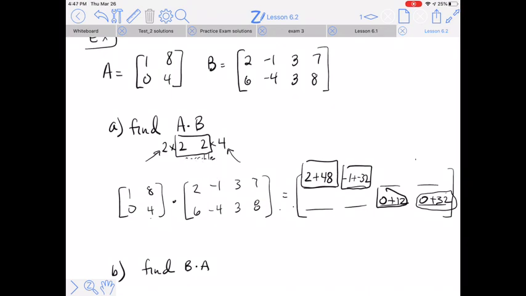Okay, let's skip over to here now. This is row 1 and column 4. So I need row 1 and column 4 right there. So the first entry of row 1 and the first entry of column 4, 1 times 7 is 7. And then I need the second entry of row 1 and the second entry of column 4. 8 times 8 is 64.